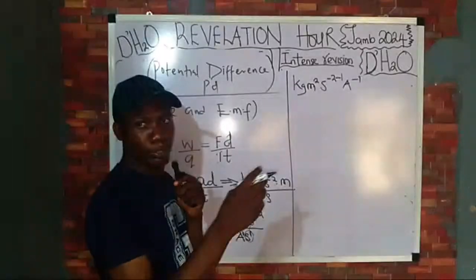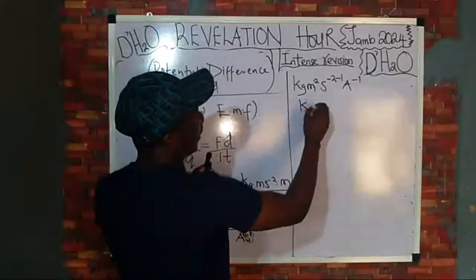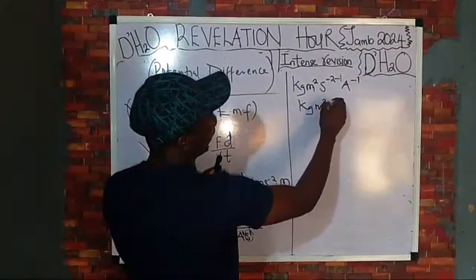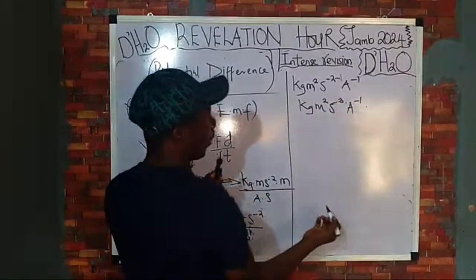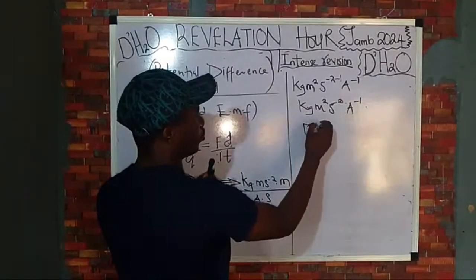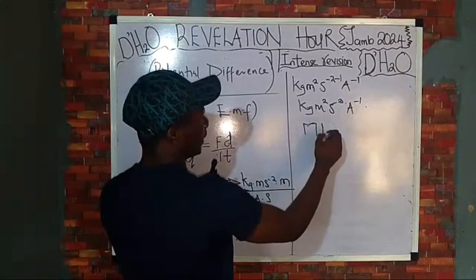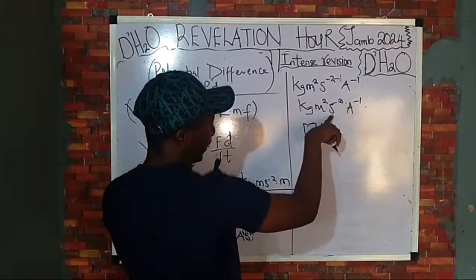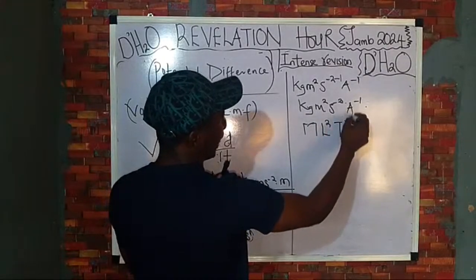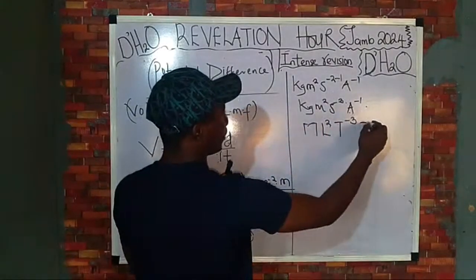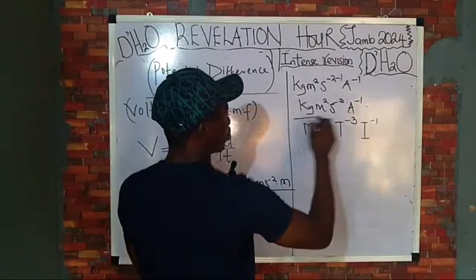Okay, so that's good. Then you have kilogram meter square per seconds cube ampere raised to power minus 1. What is the dimension for kilogram? Capital letter M. Meter is L square. Then your seconds is T raised to power minus 3. Ampere, you can leave it as A or you can use I raised to power minus 1.